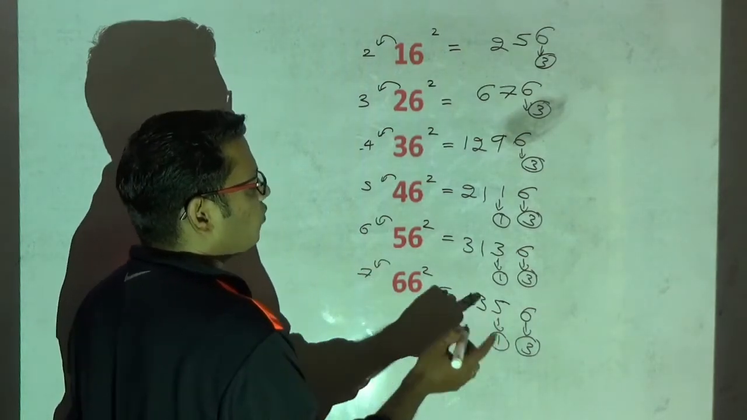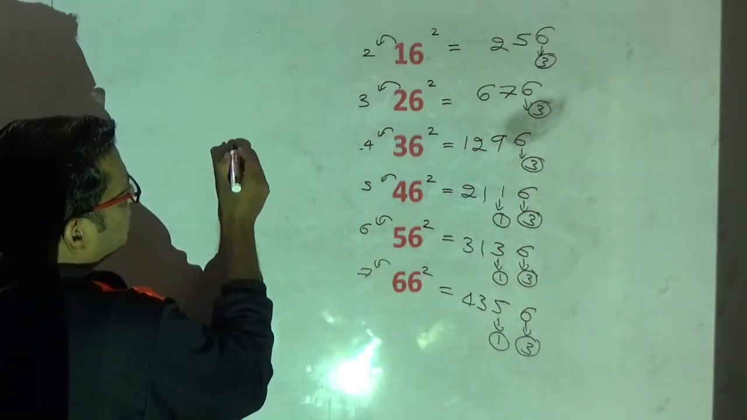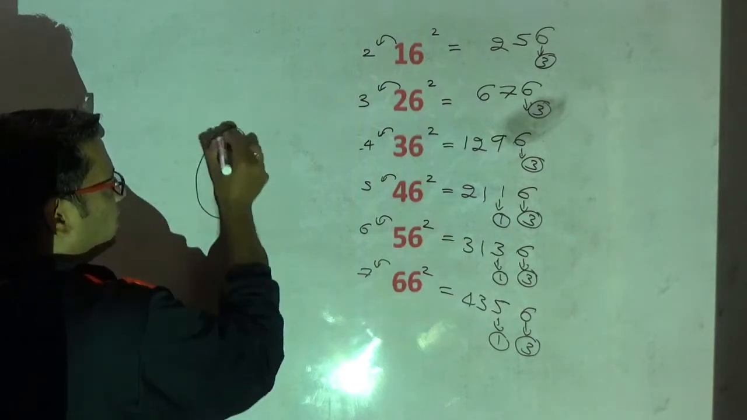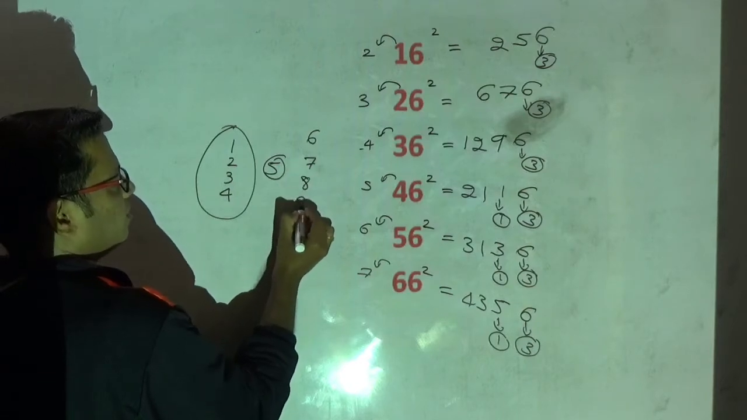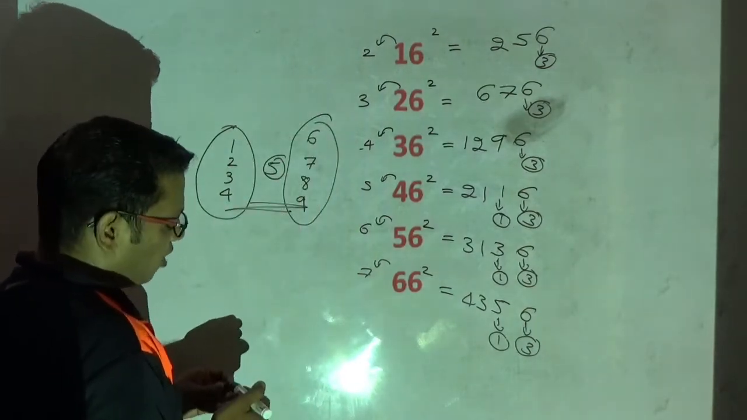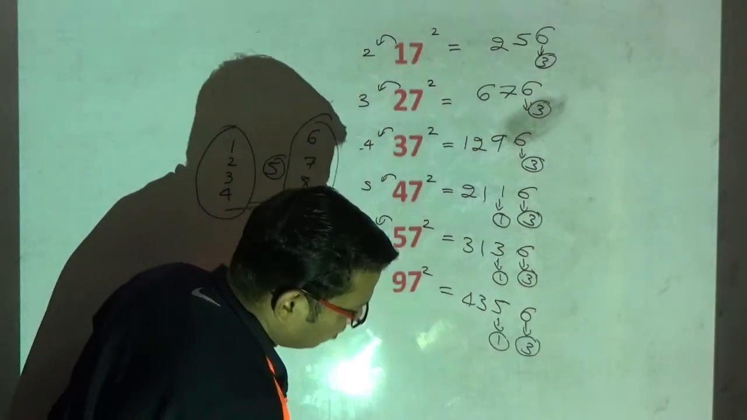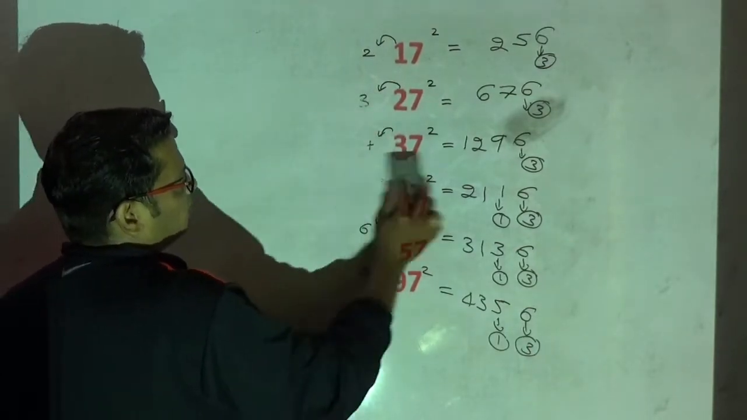The answer is 4356. Hope you have understood. See, for numbers ending with 1, 2, 3, 4, one technique you have to apply. For 5, another technique. Now for 6, 7, 8, 9, one technique. So we have to learn 3 techniques to do squaring of any 2-digit number instantly and accurately. Now, I am going to explain how to do squaring of a number ending with 7.